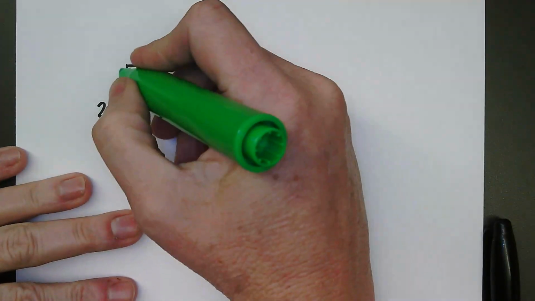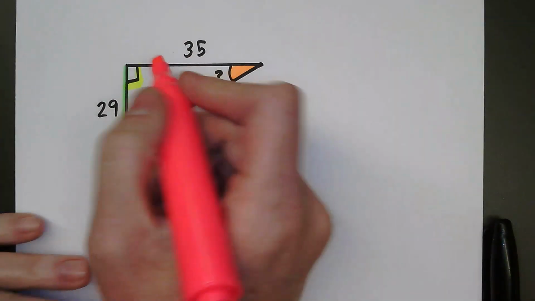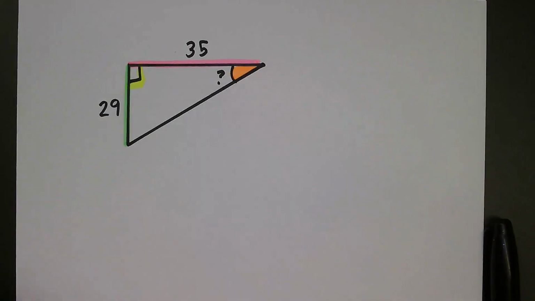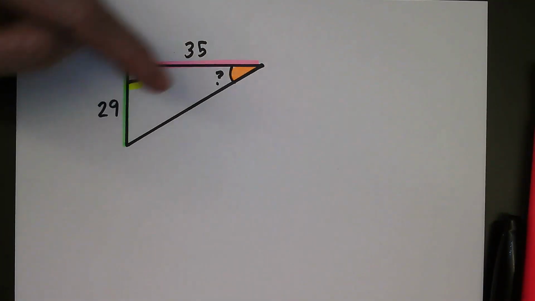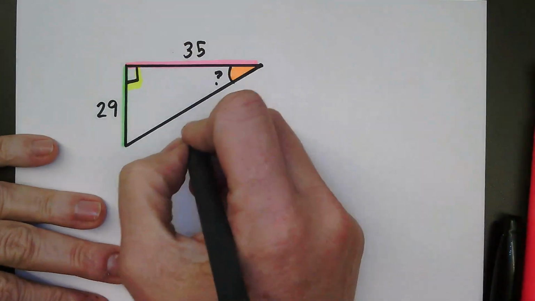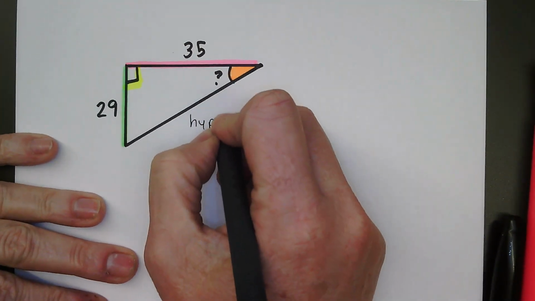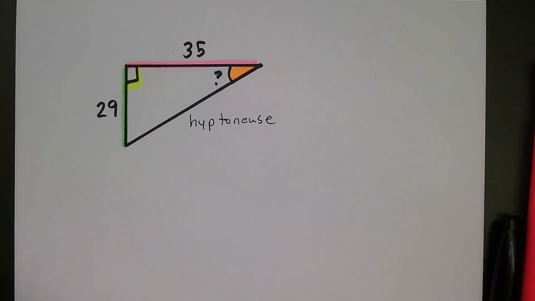This one here, 29, it's a leg of the triangle. And this one here, 35, it's another leg of the triangle. Neither of these are the hypotenuse. From this orange angle, this is going to be the opposite side. And from this orange angle, this is the adjacent side. Neither of them, like I mentioned earlier, are the hypotenuse. I think I spelled that right because it's across from the right angle.